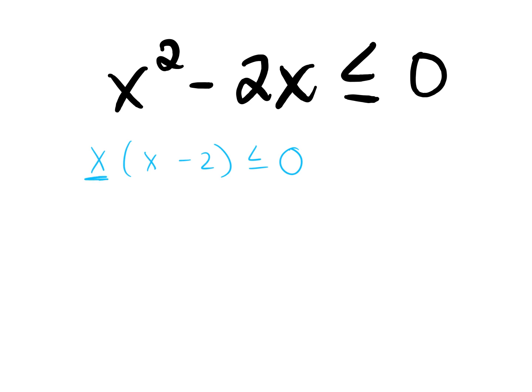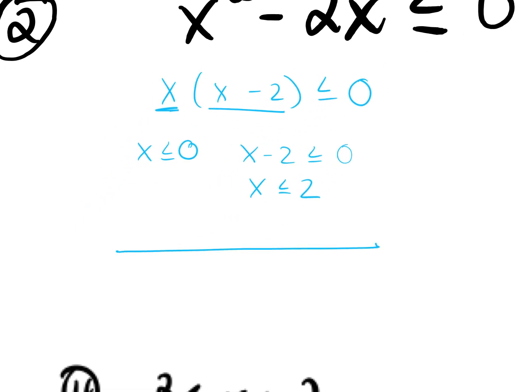Now that it's factored, we're going to set each piece less than or equal to 0. So X is less than or equal to 0, and X minus 2 is less than or equal to 0. So X is less than or equal to 0 is one part, and then x is less than or equal to positive 2 would be the other. Let's put our key points on the number line. So we have 0 and 2.